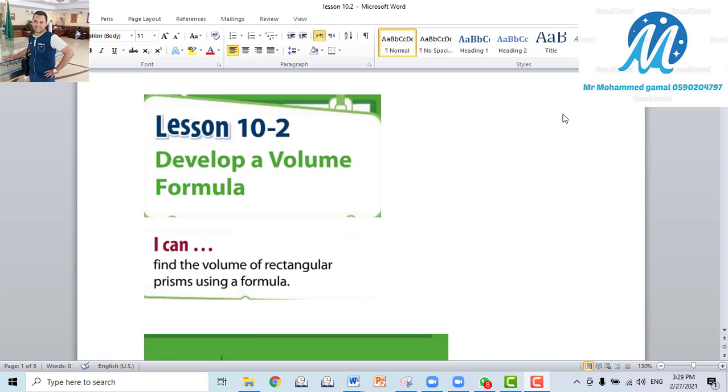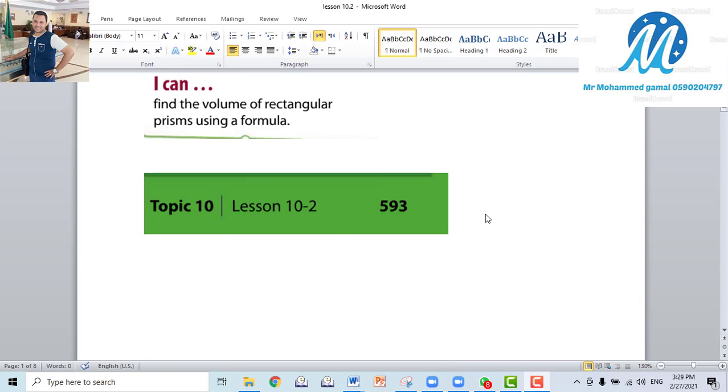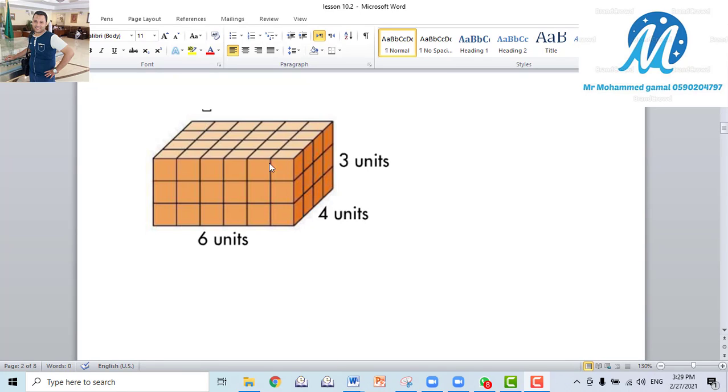In this video we are going to discuss lesson 10 to develop a volume formula. By the end of this lesson, each and every student should be able to find the volume of a rectangular prism using a formula. Okay, let's start with this shape, a rectangular prism.